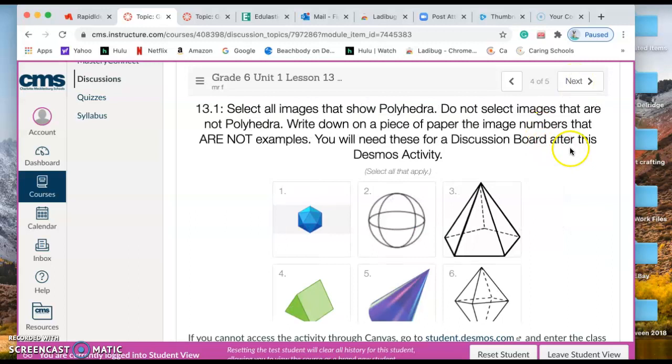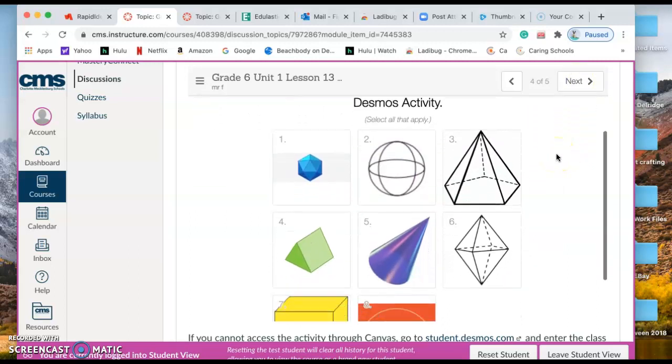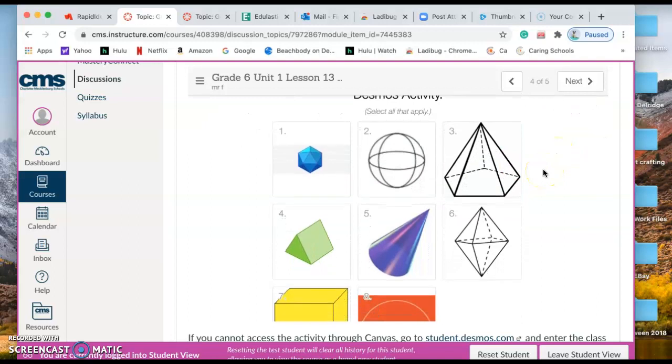I move to the next one. Select all the images that show polyhedra. Do not select images that are not. Again, I'm not going to do this section for you, but I'll give you an example with number 1. That is a polyhedra. It's flat-sided, it's enclosed, it's got shapes, no curves. Number 2, obviously, would not be. Then you would move on to each and every one of these other shapes.